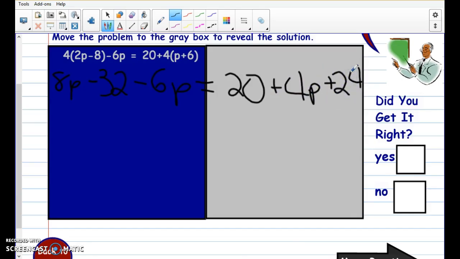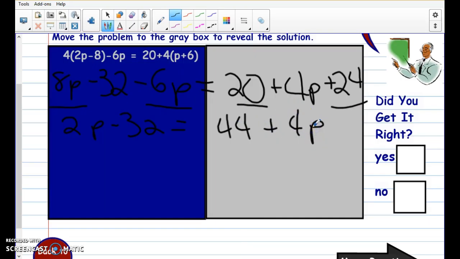Let's combine everything we can on the left side. I have the 4p, so I can't combine that. I have a 6p and an 8p, so 8p minus 6p is 2p. That equals minus 32. Over here on the right side, I have a 20 and a 24, so I combine that to a 44 plus 4p.